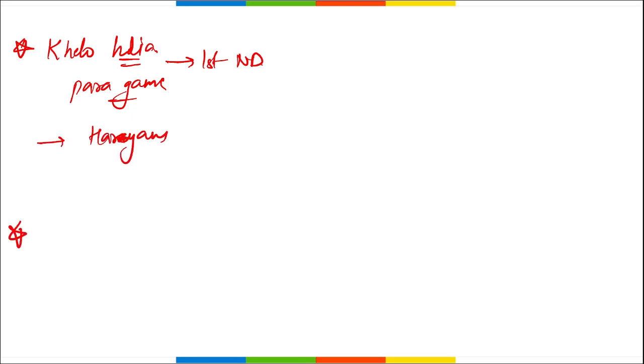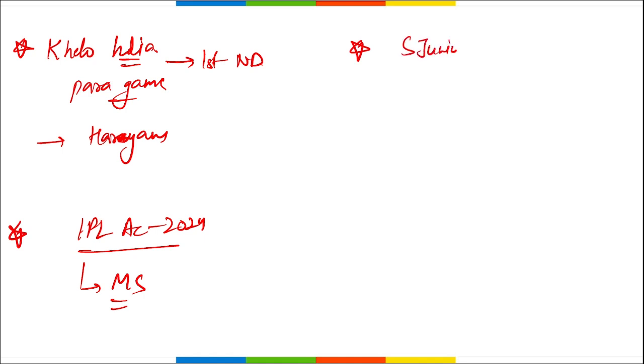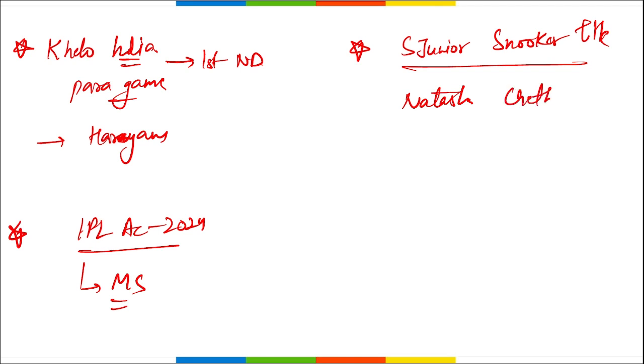Right? Next. Next is who was the most expensive player in IPL auction 2024? Michelle Stark was the most expensive player. Next, tell me who has won the sub junior snooker title? Natasha Chetan. Natasha Chetan has won the sub junior snooker title for 2023.